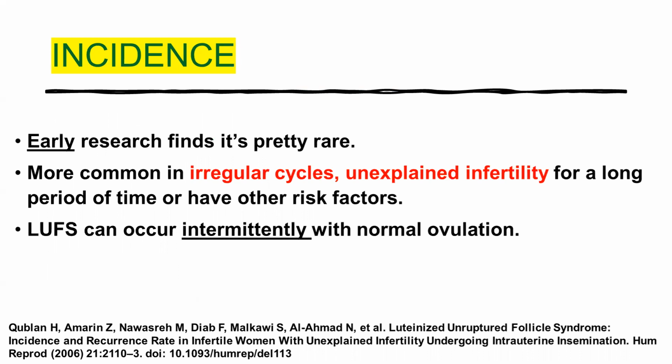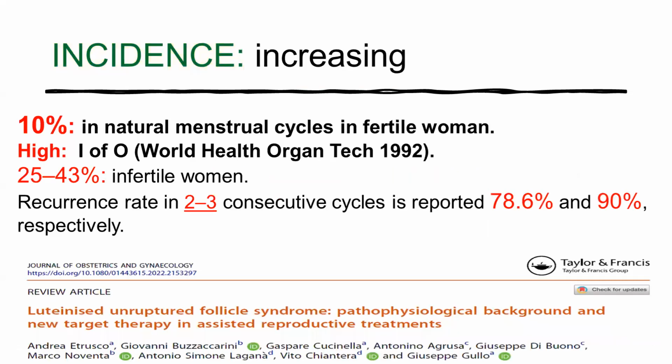The incidence of LUF was previously mentioned as a rare event in the early research, but with the common use of ovulation induction and the frequent use of transvaginal ultrasonography, the incidence is rising, particularly in patients with infertility, of course, with irregular cycles, and with unexplained infertility. But we have to know that this event, LUF, is not persistent in every cycle for the same patient, and can occur intermittently with normal ovulation.